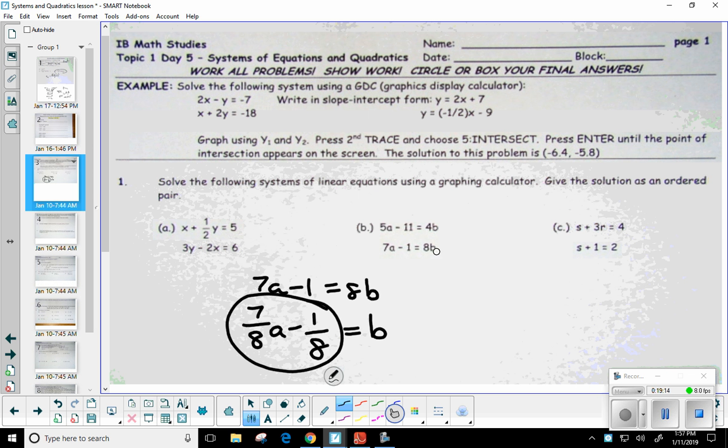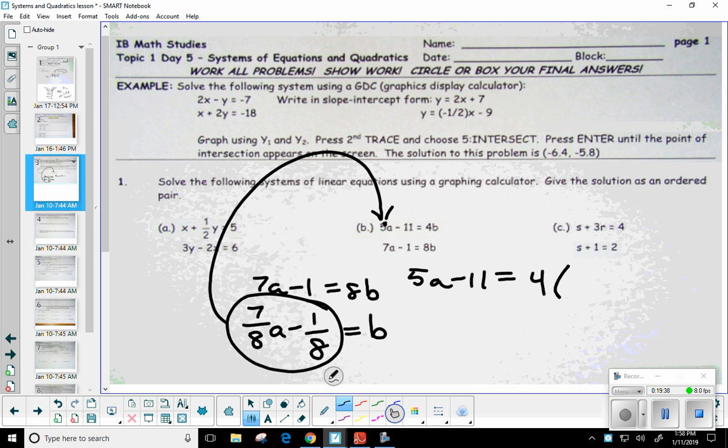Anyways, where were we? Okay, so we solved the second equation for B. So now I have B in terms of A, so I'm going to plug that expression into the other equation, and that's the key. Always, always in the other equation. So instead of 5 times A, sorry, 5A minus 11 is equal to, instead of 4B, I'm going to have 4 times (7/8 A minus 1/8). And then you have one equation with just one variable that you can go ahead and solve.